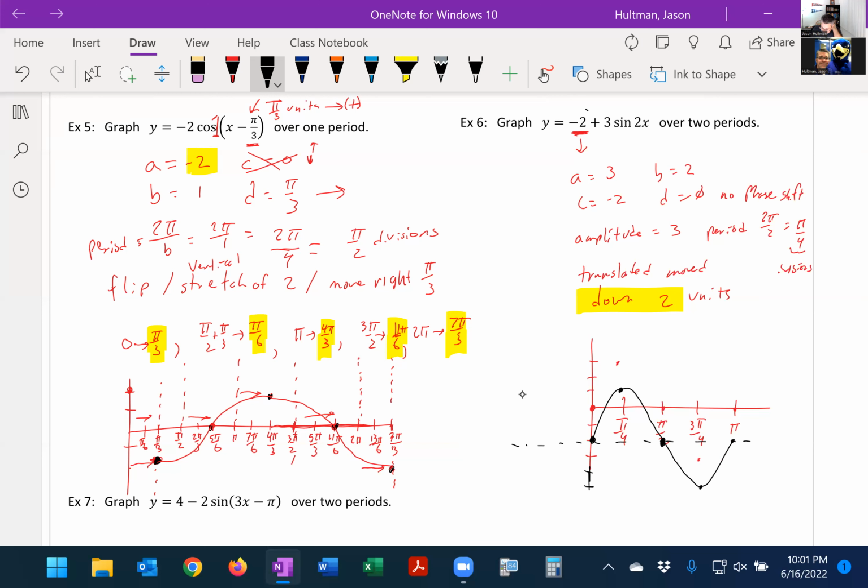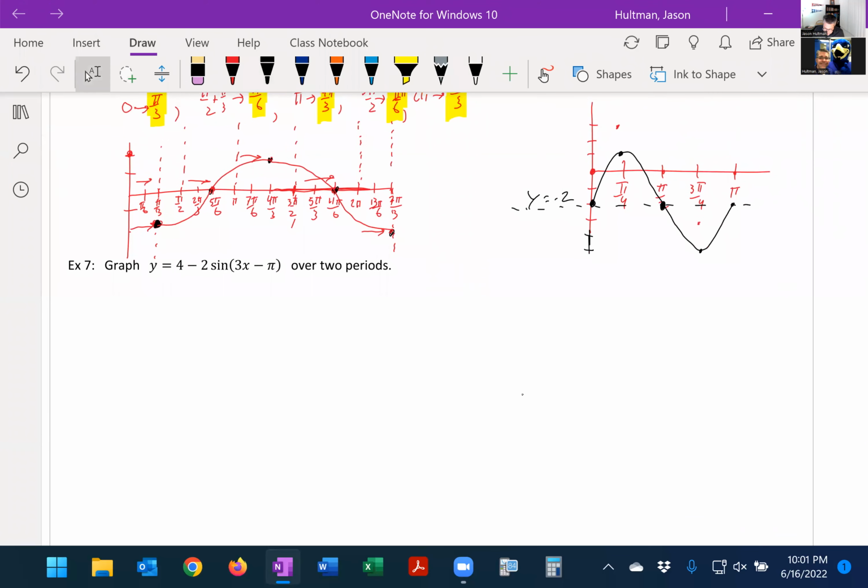This C value is going to give us our midline. So y equals -2, or y equals C, is our midline. So this is y equals -2. That is our midline there.